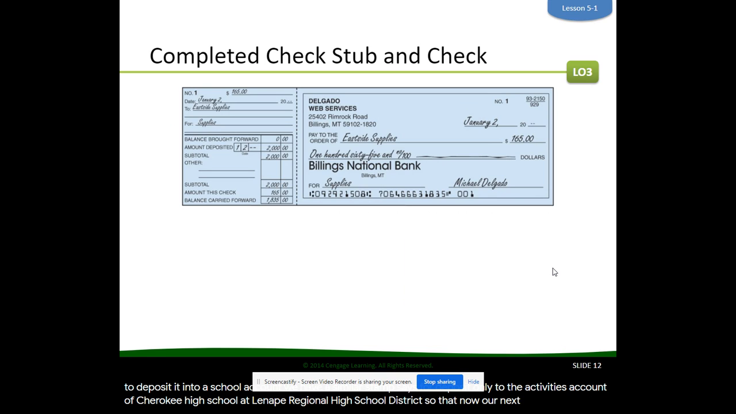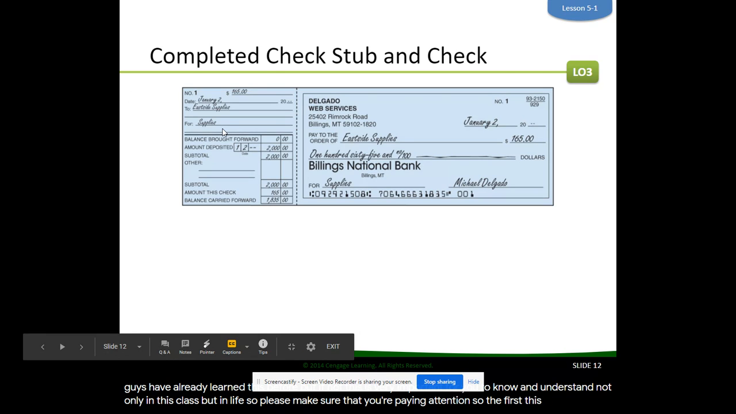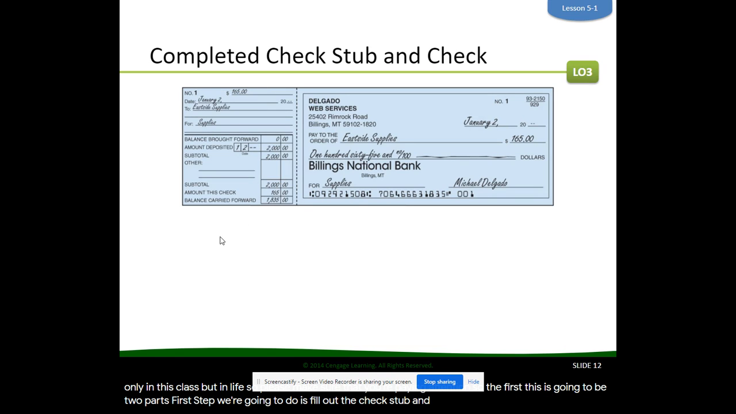Now, our next step in this chapter is to go over how to complete a check stub and a check if you need to write a check. I'm hoping that you guys have already learned this before, but if not, this is very important for you to know and understand, not only in this class, but in life. So please make sure that you're paying attention. This is going to be two parts. First step we're going to do is fill out the check stub. And in real life, you probably wouldn't use a check stub. In your personal life, you would probably use an Excel sheet or a check register.